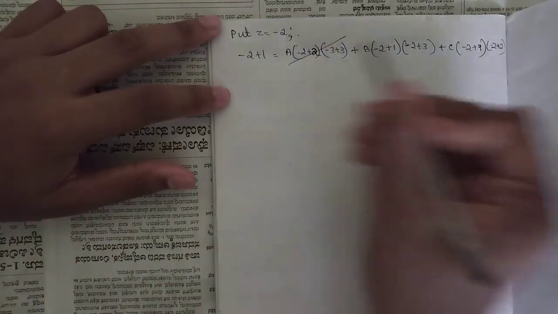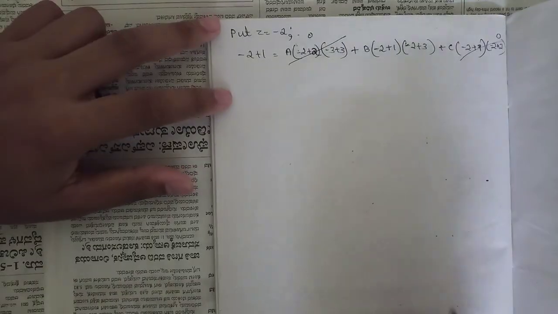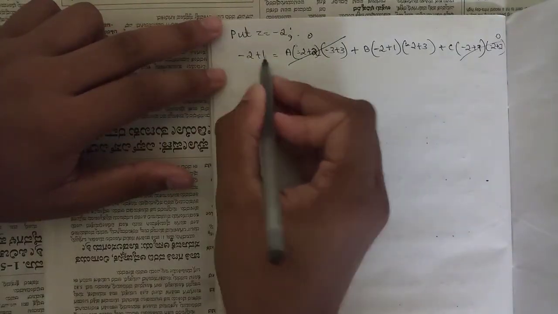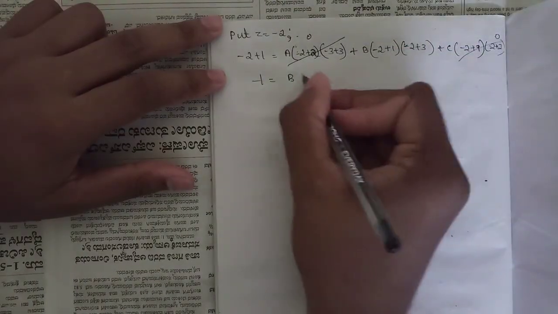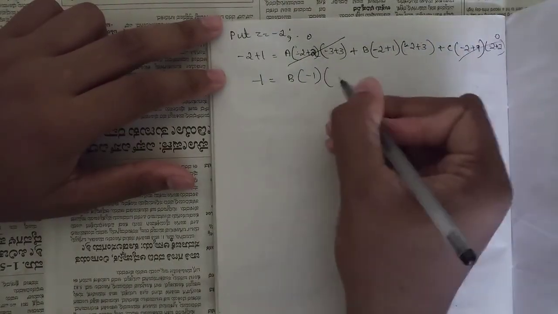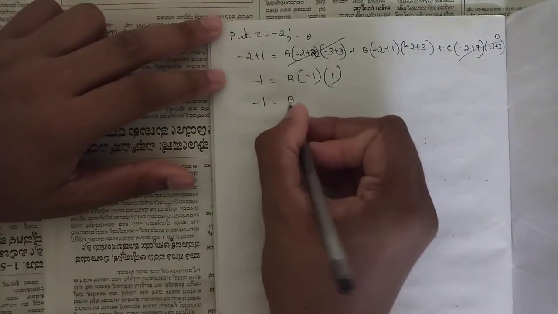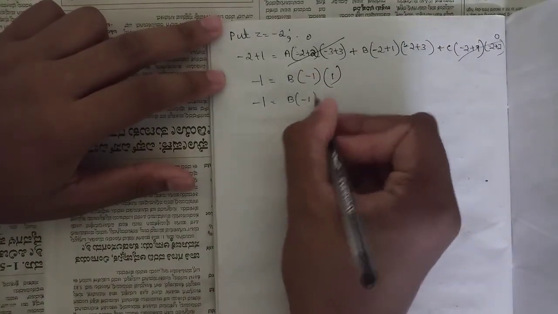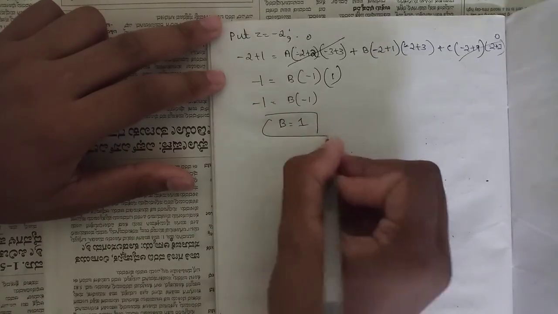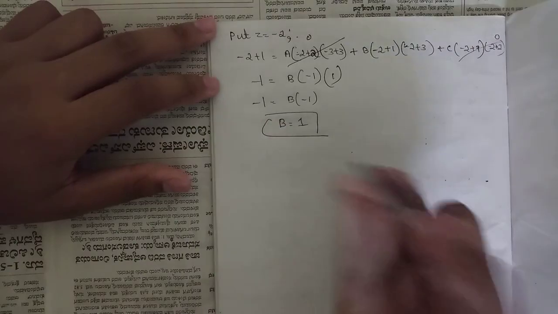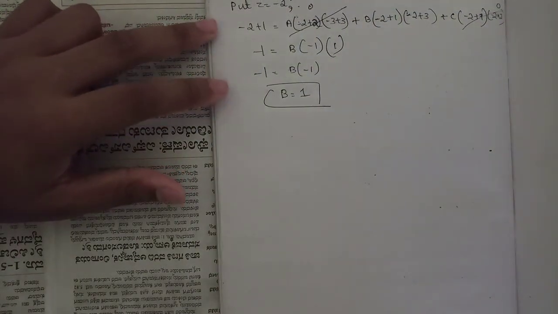So now we can cancel these two terms because minus 2 plus 2 is 0 in both the cases here. So the remaining term is minus 2 plus 1 is minus 1. B into minus 2 plus 1 is again minus 1. Minus 2 plus 3 is 1. So minus 1 equal to b into minus 1 into 1 is minus 1. Therefore the value of b equal to 1. Since minus b equal to minus 1, so we can write it b equal to 1. Okay. So similarly find the value for c.